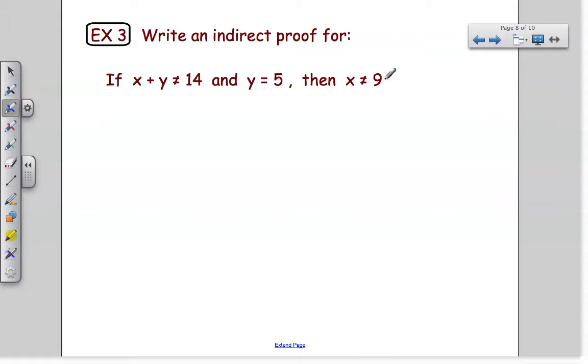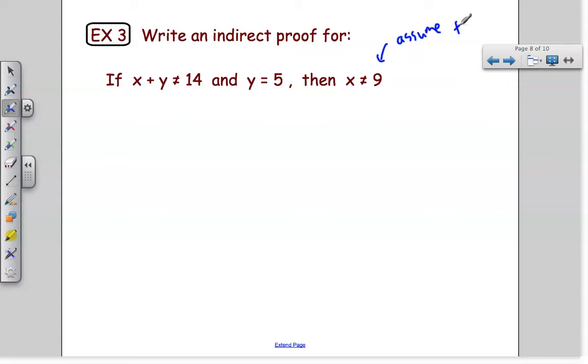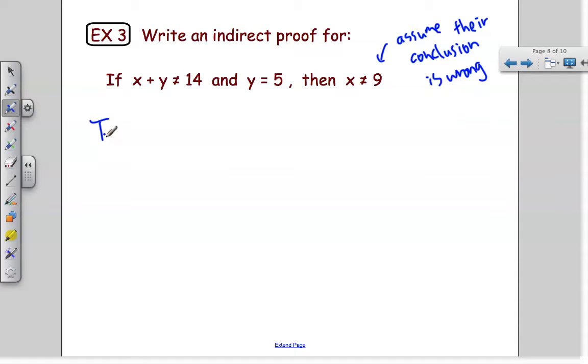But the way we're going to show that they're right is by starting and assuming they're wrong. I'm going to assume their conclusion is wrong. That's how you actually start an indirect proof. So I start out and I use these words, generally always right at the beginning: temporarily assume that this is wrong. So instead of x does not equal 9, I'm going to temporarily assume that x does equal 9.